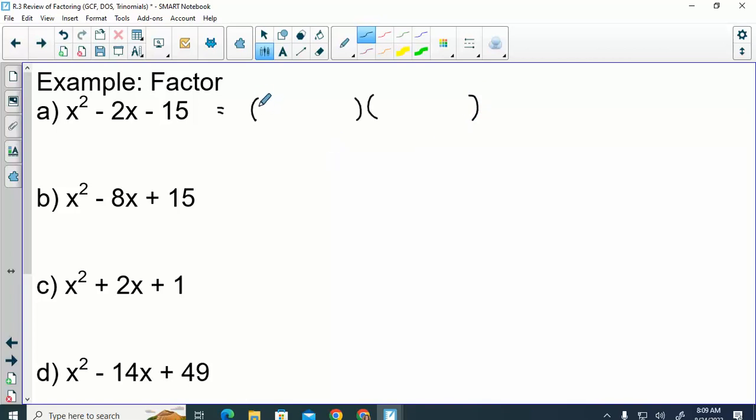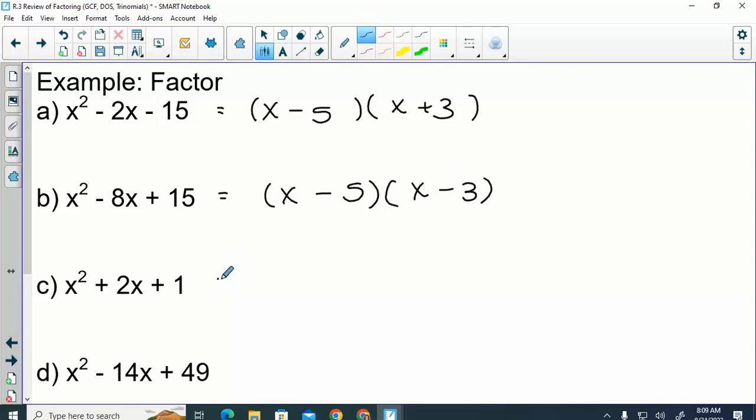Alright. What did we get for the first one? 5 x plus 3. Second one? Right, they have to multiply to a positive, which means the same sign, but they're adding up to a negative, so they're both negatives. C, multiply to 1 and add to 2, so that's 1 and 1. You could write x plus 1 times x plus 1, or you could say x plus 1 squared. Either way is fine.